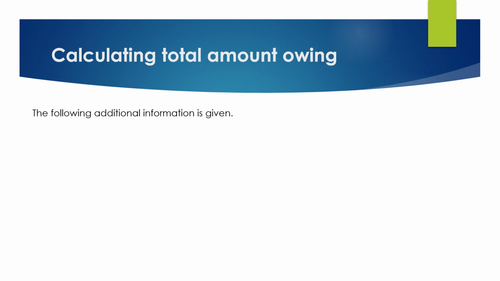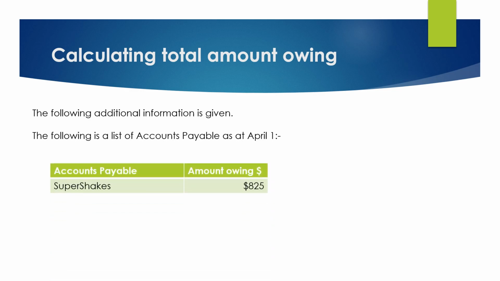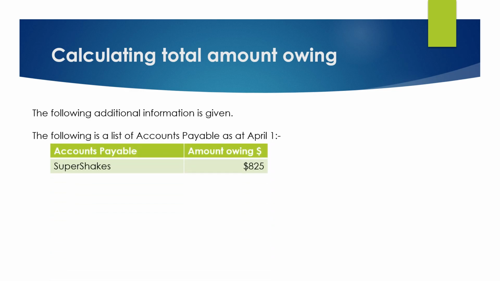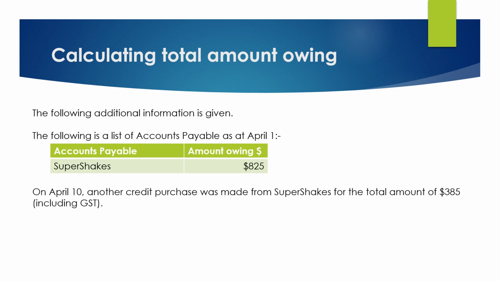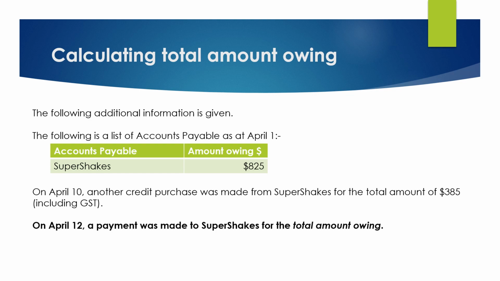The following is some additional information that's given to us. The following is a list of accounts payable as at 1st of April. At the start of April, we owed Super Shakes $825. On the 10th of April, another credit purchase was made from Super Shakes for the total amount of $385, including GST. On the 12th of April, a payment was made to Super Shakes for the total amount owing. So the question here is, how much is the total amount owing to Super Shakes?